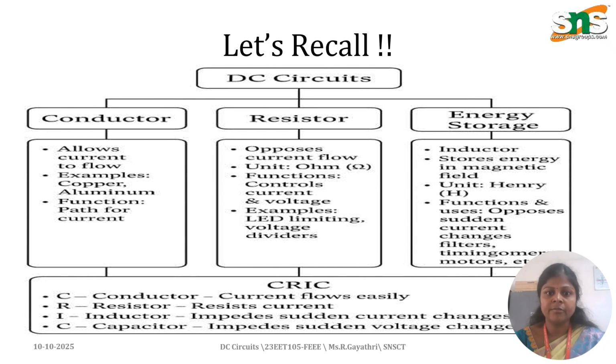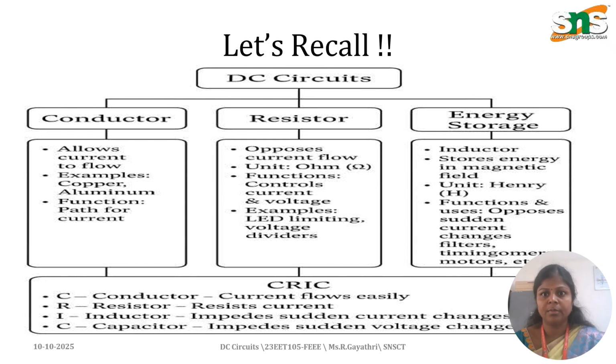Previously, we studied the basic types of DC circuits, which are conductors, resistors, and energy storage devices. A conductor allows current to flow through a particular metal or device. Examples of conductors are aluminium, silver, and gold. The resistor opposes the current flow in the circuit, and the unit of resistance is ohm.